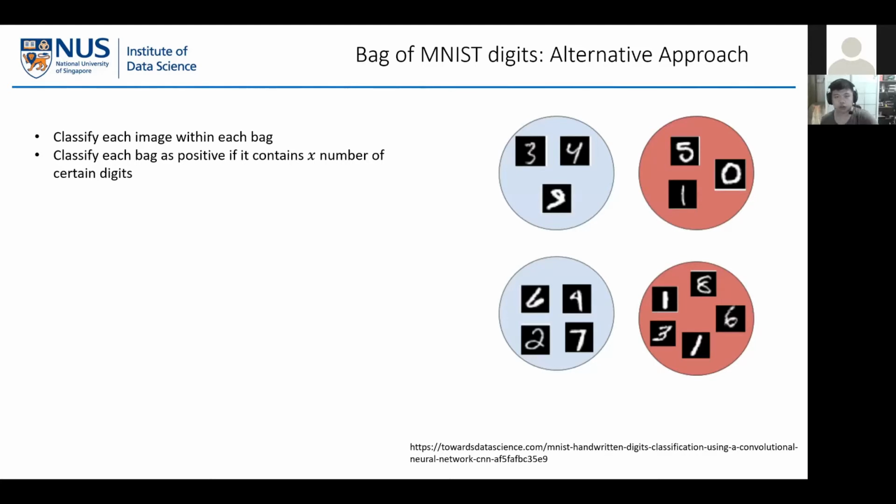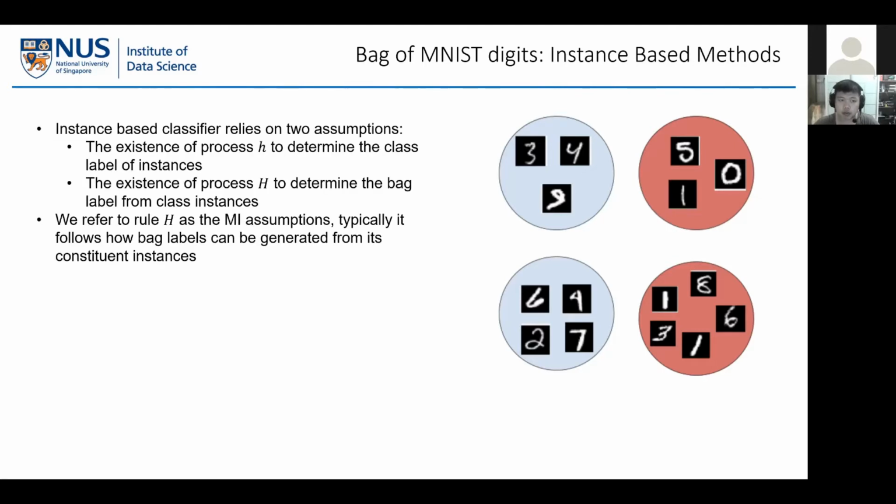Now, there is an alternative approach. Previously, if you remember, for our bag of MNIST digits, the rule is that if a bag contains more than 3 digits of 9, then it is considered positive. So one way to classify this is, of course, if we can classify the digits inside each bag. If it contains a digit 9, then we can compute how many nines are expressed in our bag representation. Then if it goes above a certain threshold, we can classify the bag as positive. This is what we call in multiple instance learning literature instance-based methods.